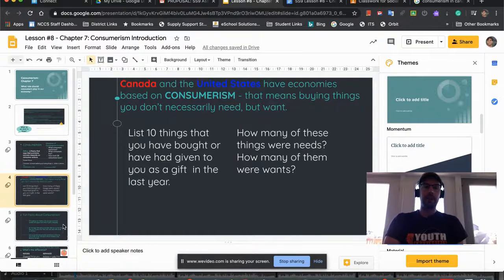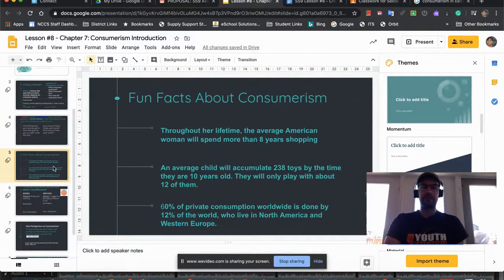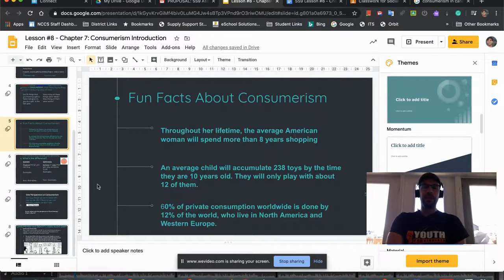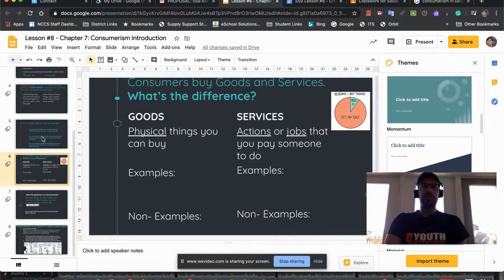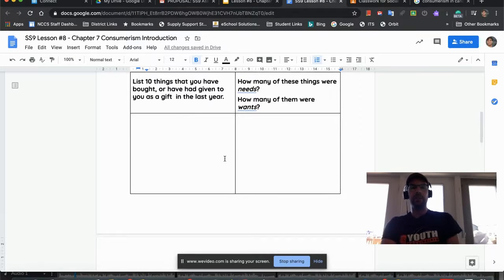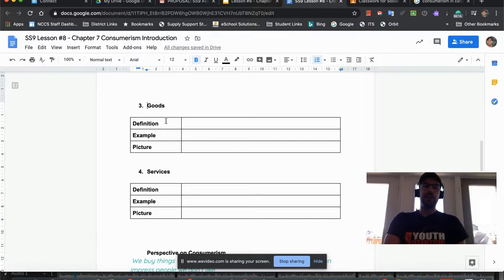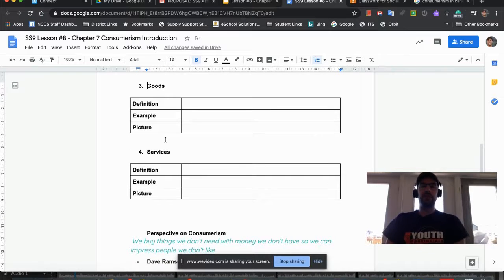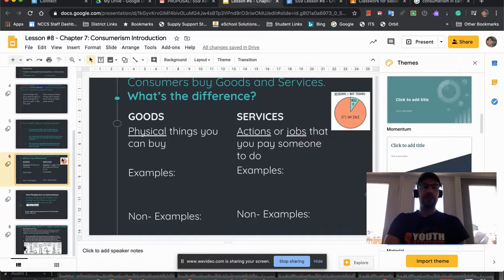Now I'll skip ahead over some of this stuff, but there are some fun facts about consumerism. Some of this stuff's kind of crazy. I'll skip to the next part, where it talks about goods and services. After we've completed that table about needs and wants and 10 things that you've bought, we're looking at the definitions, examples, and a picture for goods and services. If we look at the slideshow, we have definitions. It doesn't have the examples or non-examples here, but you're going to have to find that out on your own.